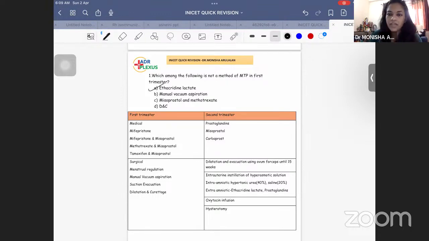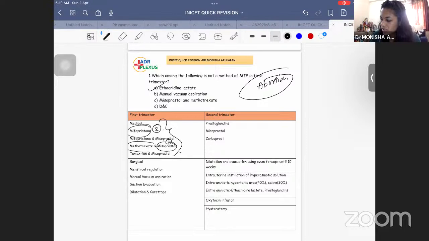See, this is only an example that I have given you. This is part of your questions from abortion. What are the first trimester methods? What are the second trimester methods of MTP? They can frame a question like, what are the drugs used in first trimester MTP? It is misoprostol 1, mifepristone 2, methotrexate 3. Remember, tamoxifen is also used for first trimester abortion. So that's how they can frame questions.